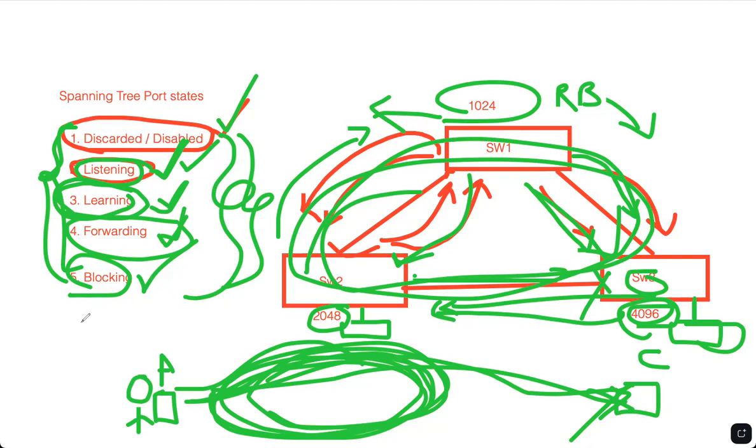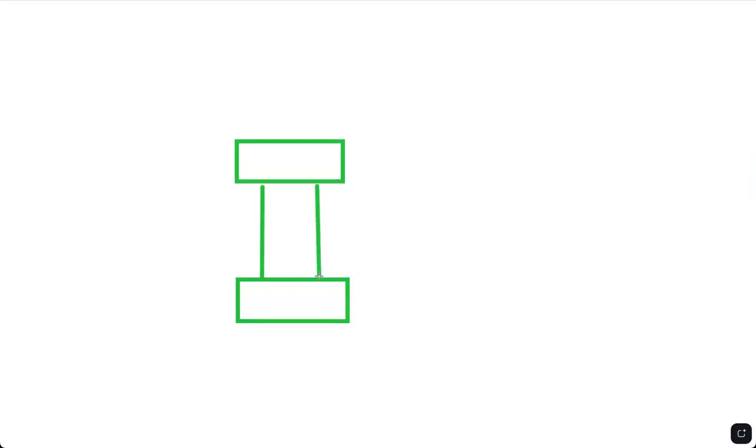Think about an example like this. You have switch 1 and switch 2. You have one link here, one link here. You created a loop in the network between these two switches, but there is a reason behind this loop. You have a PC1 here connected to the switch, and a PC2 here connected to the switch. So let's write down PC1 and PC2.